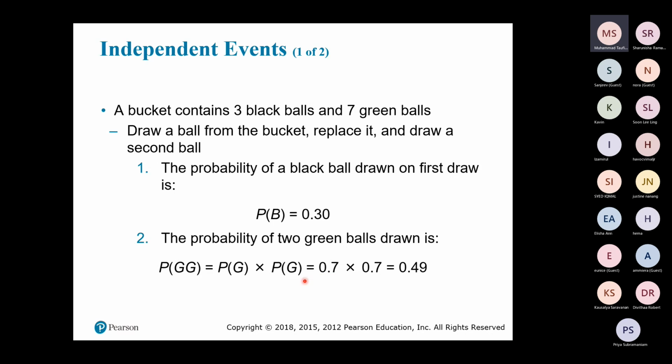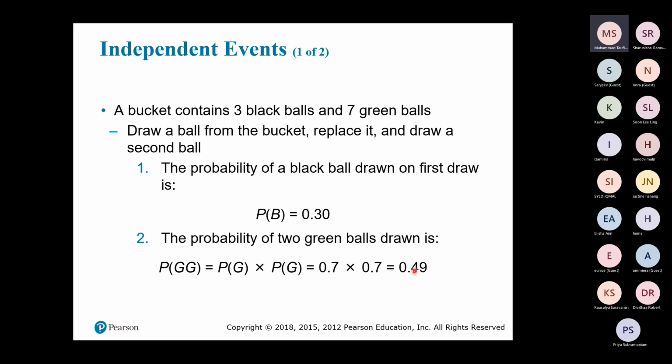And then what is the probability of getting a green ball on the second pick? Same, because the number of balls is maintained. The number of balls is not changing, so on the second pick the probability of getting a green ball is also 7 out of 10, so 0.7. So the probability of getting 2 green balls out of 2 tries is 0.7 multiplied by 0.7. Then the answer is 0.49.